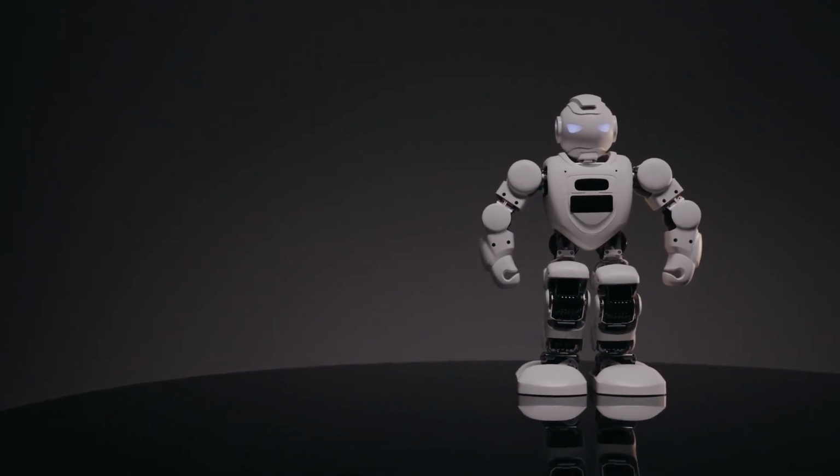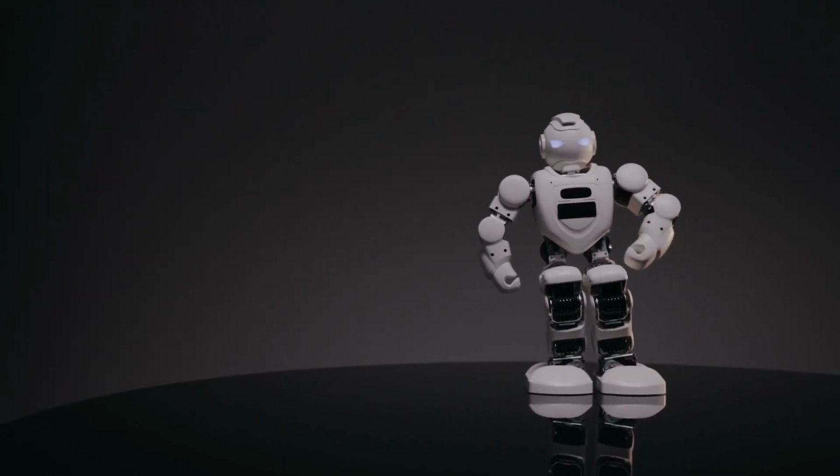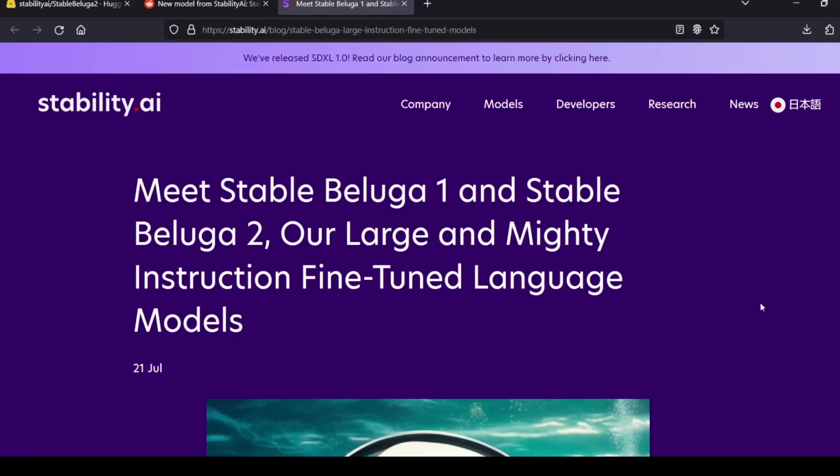Today, we have something really exciting to share with you. We'll be diving into the world of open source AI models and testing the capabilities of a fascinating language model called StableBeluga. Developed by Stability AI and Carper AI Lab, StableBeluga comes in two powerful variants, StableBeluga 1 and StableBeluga 2. These models have been making waves in the AI community for their exceptional reasoning abilities across various benchmarks.